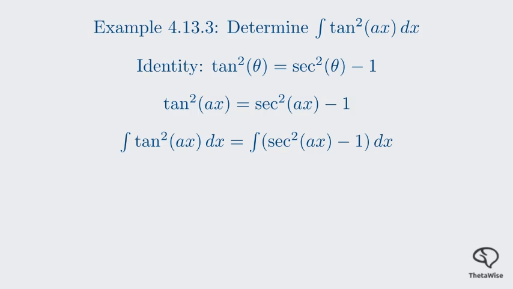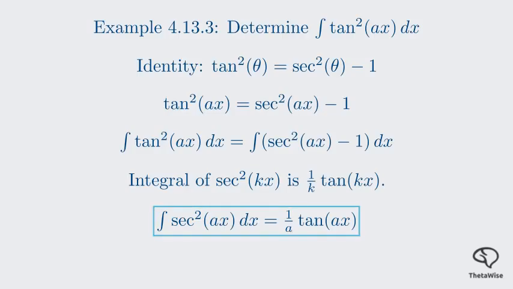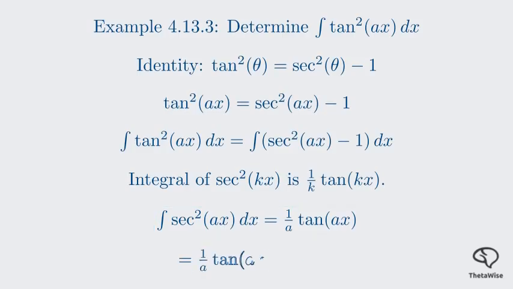The integral of 1 is x, and the integral of secant squared kx is tangent kx over k. Here our k is a. So the integral of secant squared of ax is tangent ax over a. Combining our terms, the integral is 1 over a times tangent ax minus x plus the constant of integration, c, verified using memo.